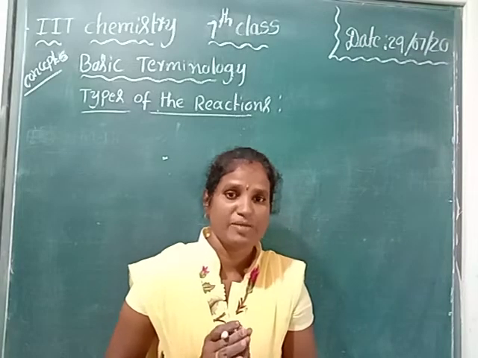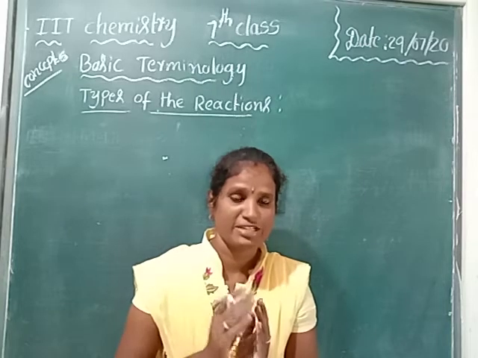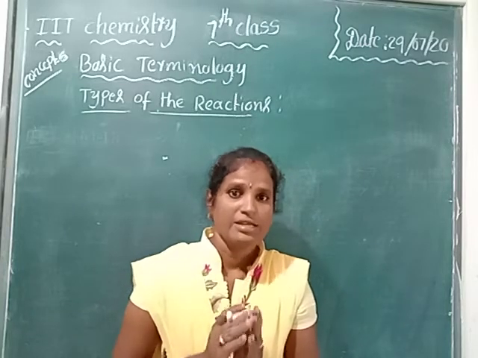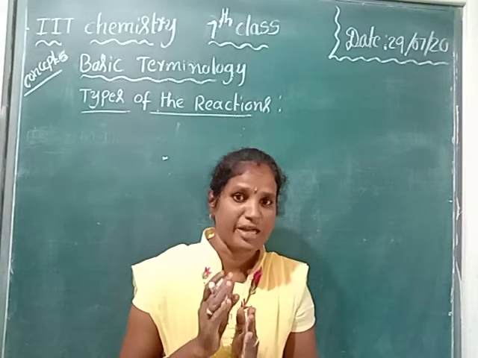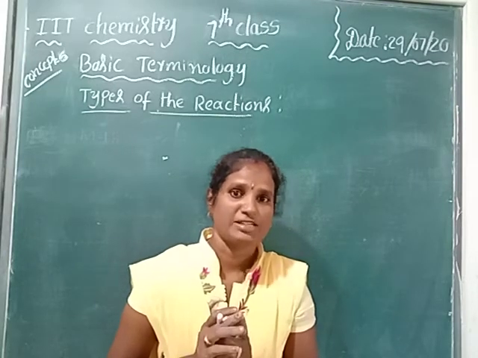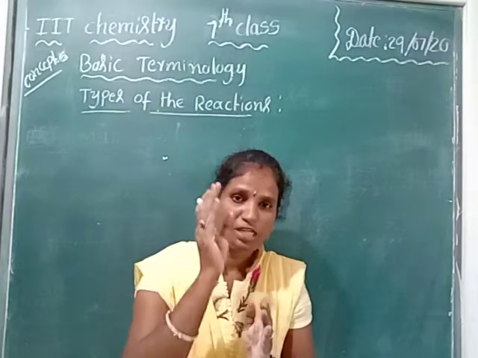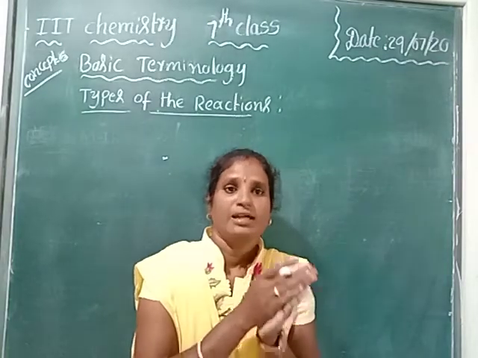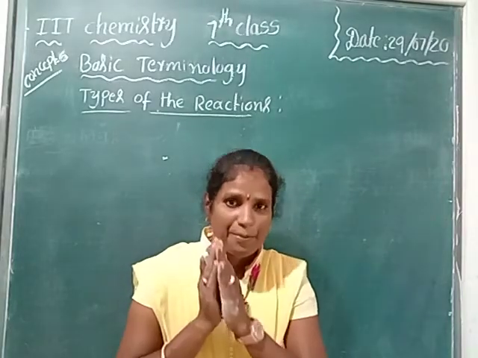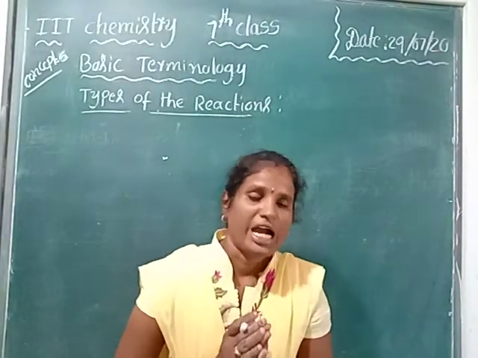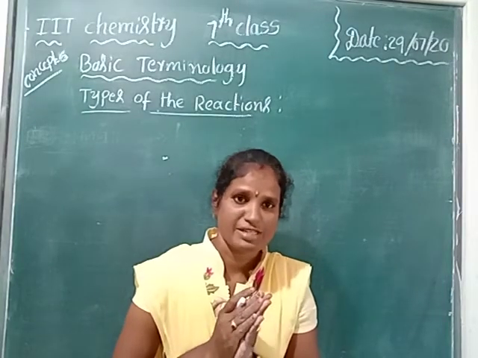Next, balanced equation. What is the definition of the balanced equation? The total mass of the reactant side is equal to the total mass of the product side, so that is called a balanced equation. Another name for a balanced equation is stoichiometric equation. Okay, up to the unbalanced equation we learned in the previous class.